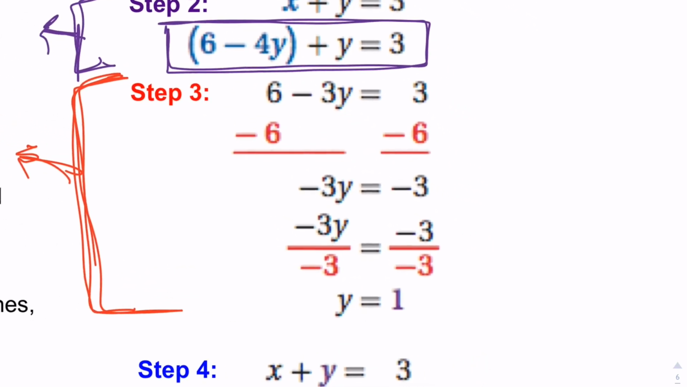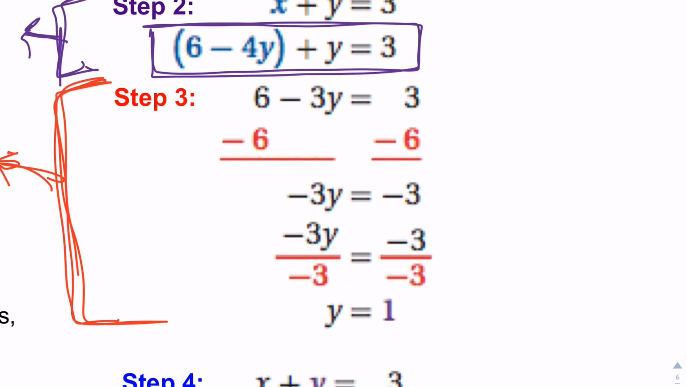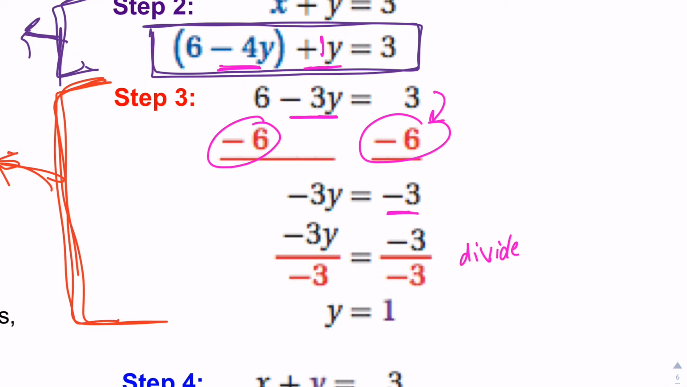So step 3. The first thing we can do is put together like terms on the same side. So we have a minus 4y and a plus 1y makes minus 3y. That's the first thing we did. We subtract 6 from both sides, here and here. 3 minus 6 is negative 3. And then last but not least, we divide by negative 3 on both sides, so y equals 1. You have found half of your answer.